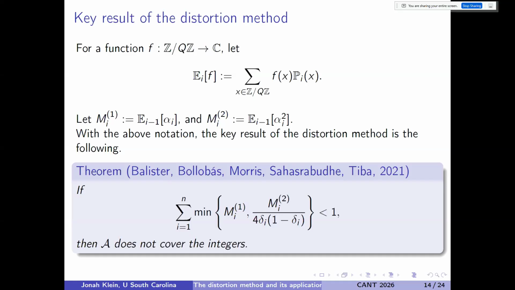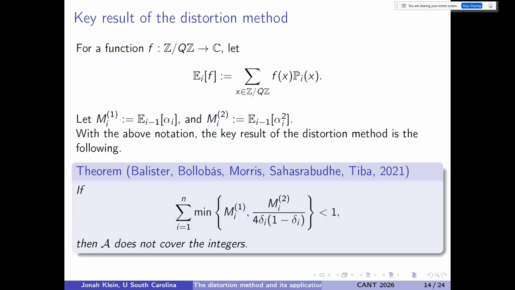Think of these as the first and second moments of alpha_i with respect to the probability measure pi_{i-1}. And with all of the notation from the last 3 slides, the key result of the distortion method is as follows. If the sum of the minimum of the first moments and the second moments divided by 4 delta_i times 1 minus delta_i is less than 1, then A does not cover the integers.